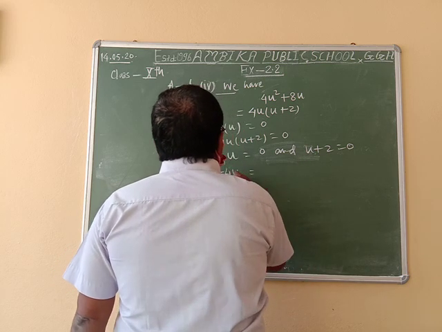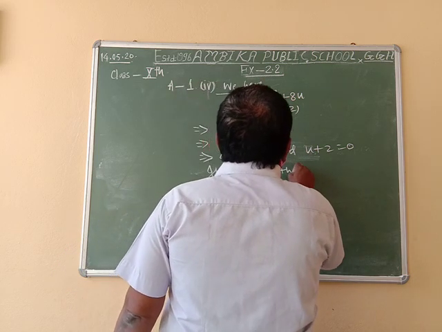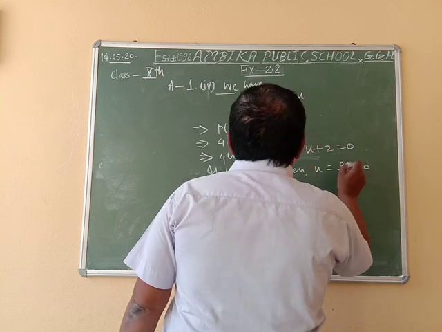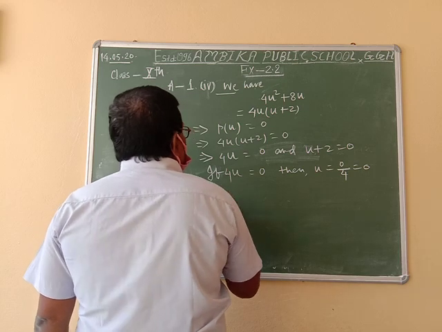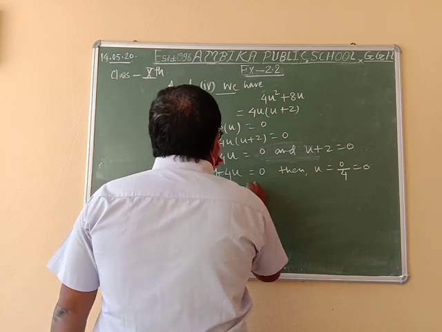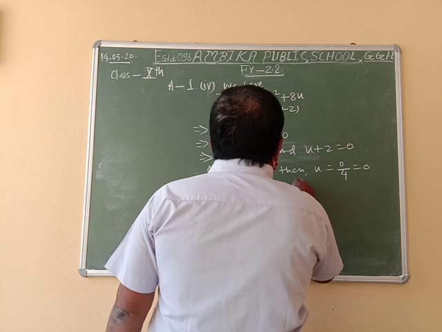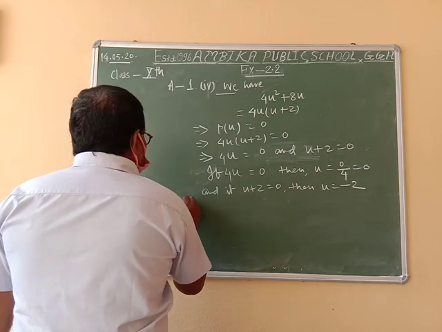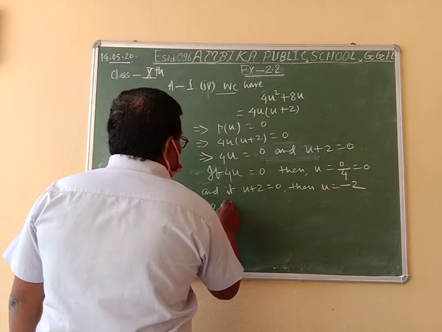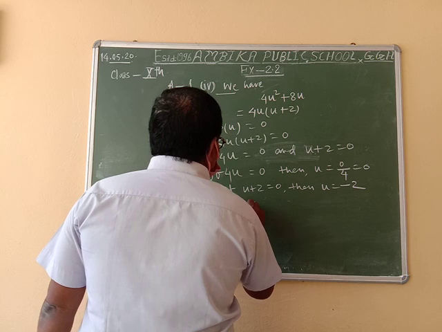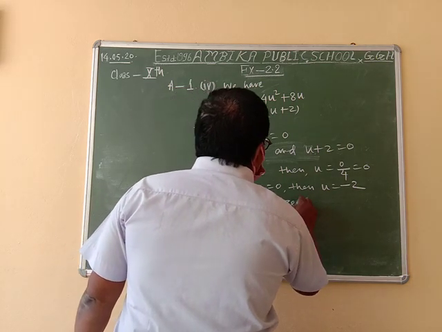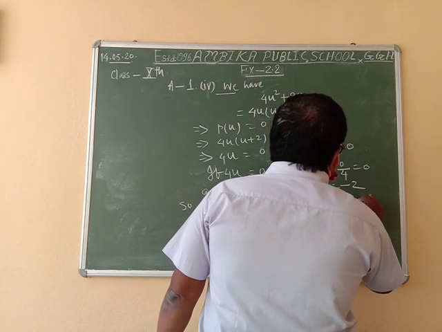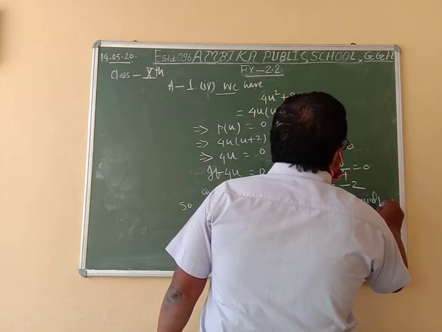If 4u is equal to 0 then u is equal to 0 by 4, which is 0, and if u plus 2 is equal to 0 then u is equal to minus 2. So 0 and minus 2 are zeros of polynomial p(u).